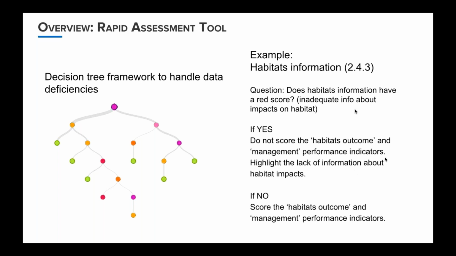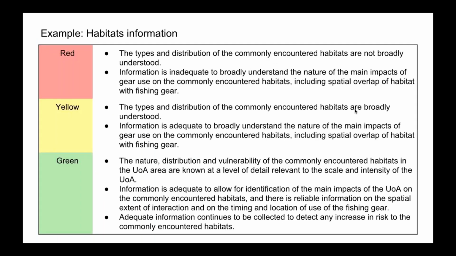But at the same time, you do have to highlight there's this lack of information, and this is a gap that should be considered if, for example, you're going to develop a FIP for this fishery. If, on the other hand, the information indicator does not score red, there is some information, then you do need to score the outcome and management performance indicators.